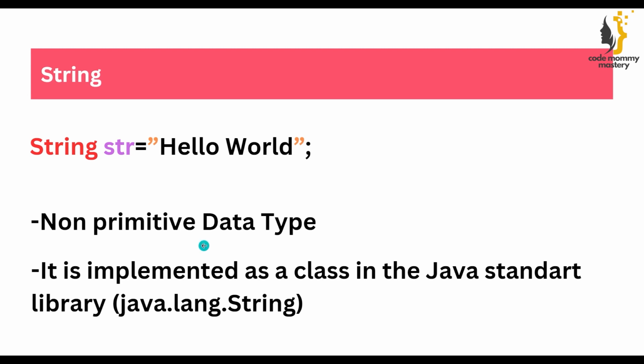Now, when we say that a string is a non-primitive or reference data type in Java, we mean that it is not one of the basic building blocks provided by the language itself. Instead, it is implemented as a class in the Java Standard Library. This class provides a rich set of methods and functionalities for working with sequences of characters.